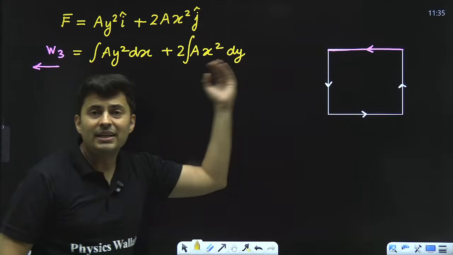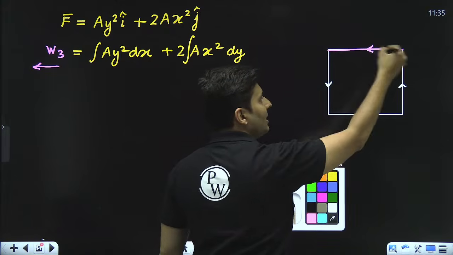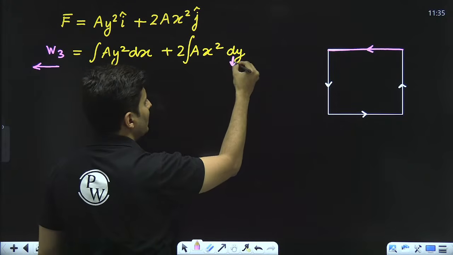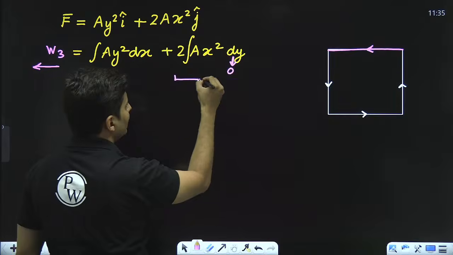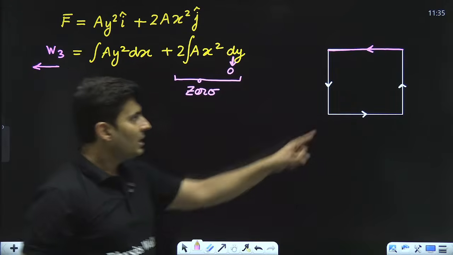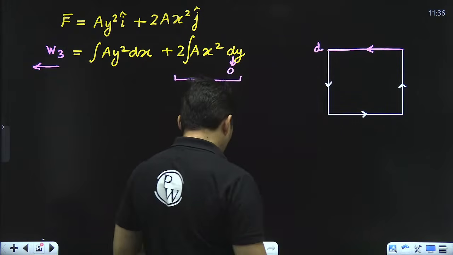Now in this segment, tell me what might be 0, what might be constant, etc. When I am going from here to here, as you can notice, my y coordinate is not changing. So this is going to be 0. So this term vanishes. In this entire segment, my y coordinate happens to be always d.